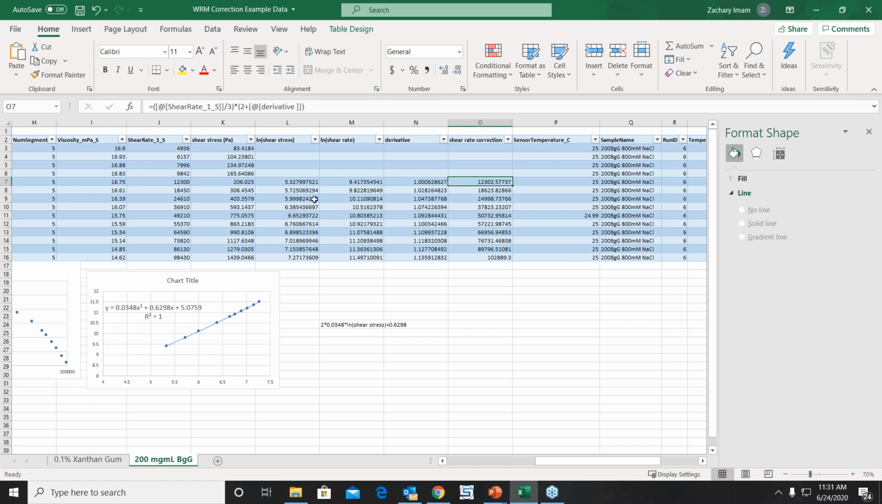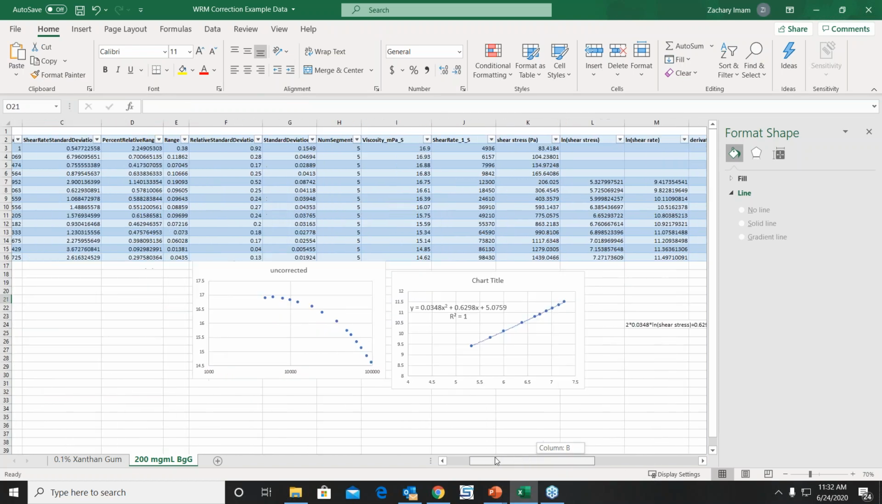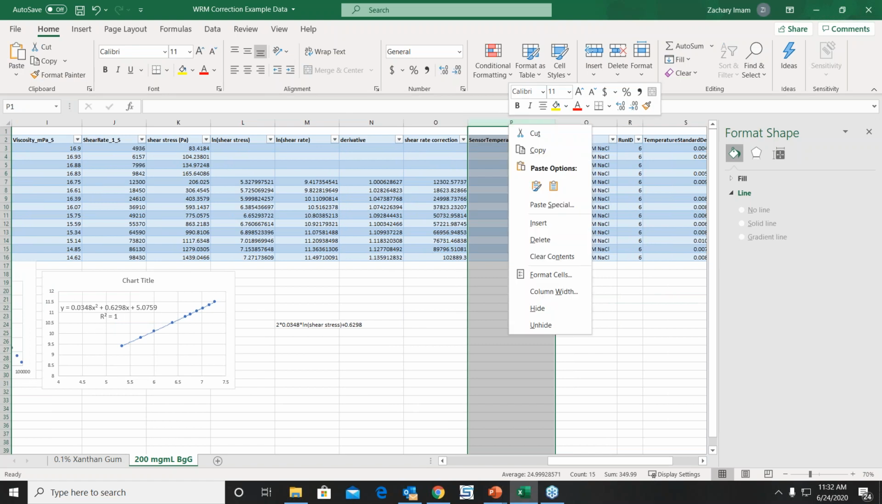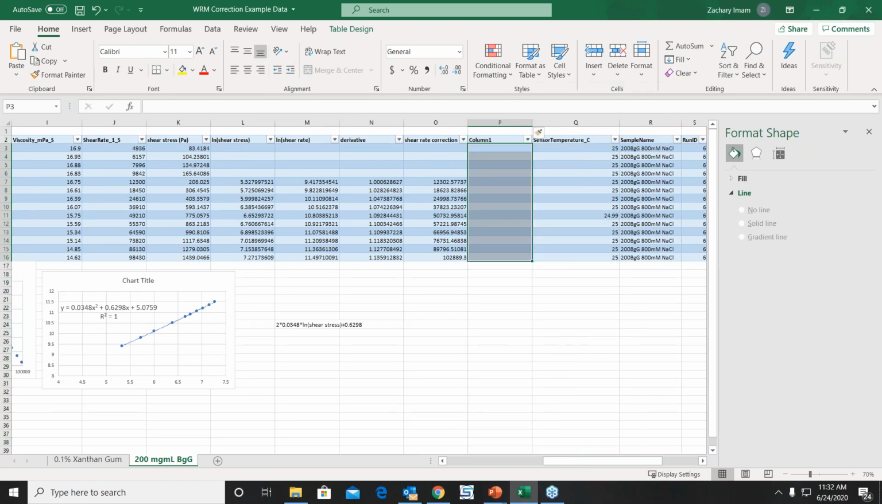And so as you can see, the shear rates of the correction are a bit larger than the apparent shear rates that we got from the instrument, especially as the shear rate is increased. So like, for instance, this is at 98,000 inverse seconds, but over here, we're at 102,000, almost 103,000 inverse seconds. All right, so now that we have the corrected shear rate, we can now calculate the correct viscosity.